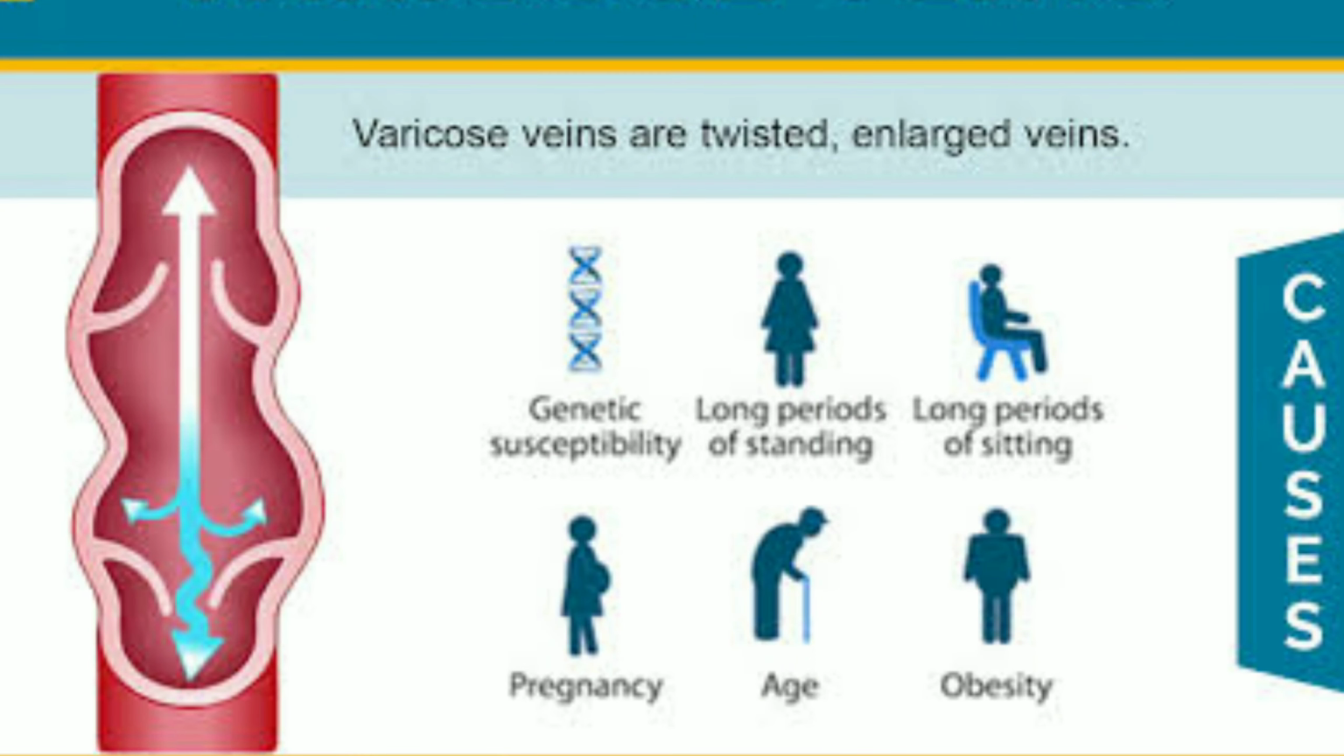Hyperhomocysteinemia, that is increased level of homocysteine, can also lead to varicose veins because it is corrosive to the long-living protein of the blood vessels. Continuous cigarette smoking and continuous alcoholism can also lead to this varicosity.